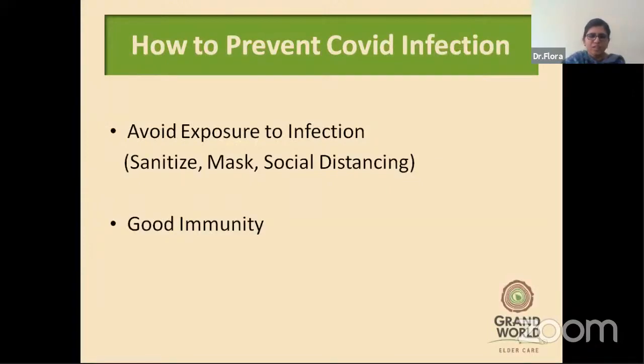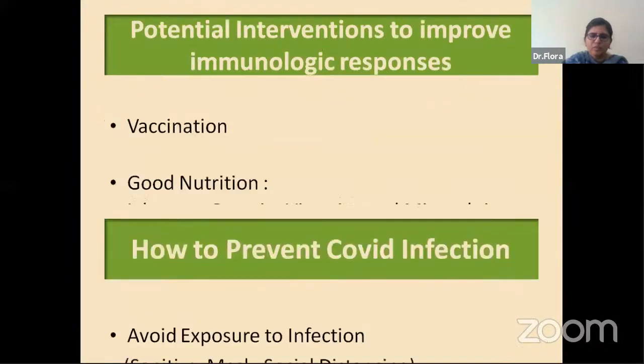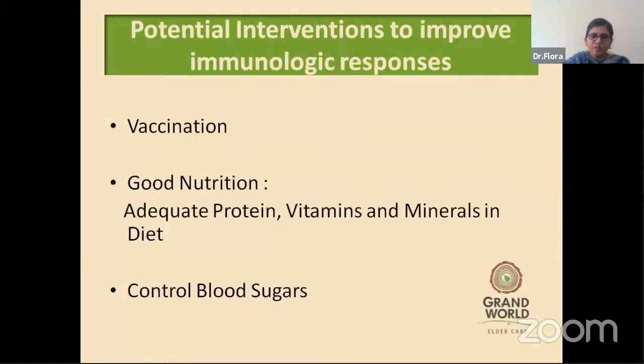It's two simple things: avoid exposure to infection and develop good immunity. In order to avoid exposure to infection, we need to follow proper sanitization, use masks, and follow social distancing. How to develop good immunity? In order to improve the immunity, patients with comorbid conditions like diabetes should keep their blood sugar under control, and they should have very good nutrition with adequate proteins, vitamins, minerals in the diet, and vaccination.